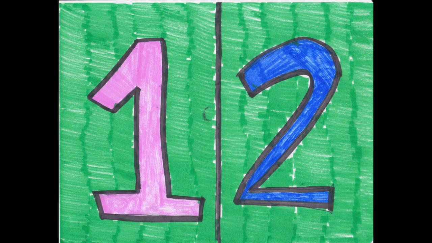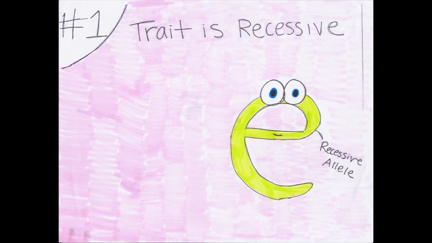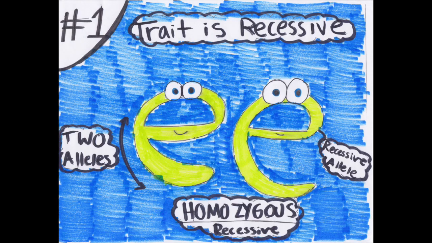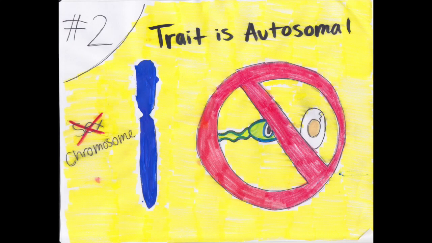The traits that pedigrees track are 1. Recessive, meaning when any dominant allele is present, this trait hides away. The only way to have a recessive trait is if your genotype, or genetic makeup, consists of 2 lowercase letters or 2 recessive alleles. 2. These traits are autosomal. This means that they are not sex-related.